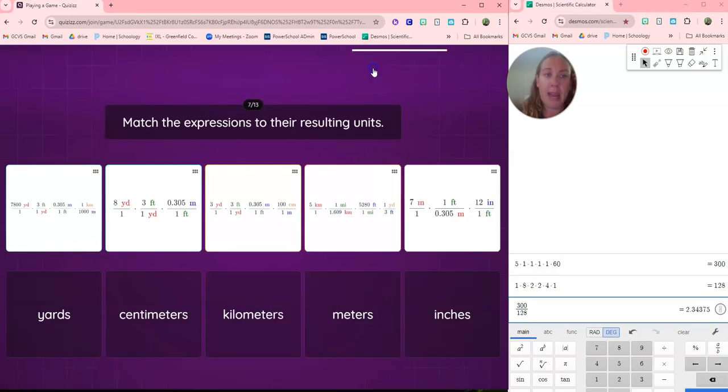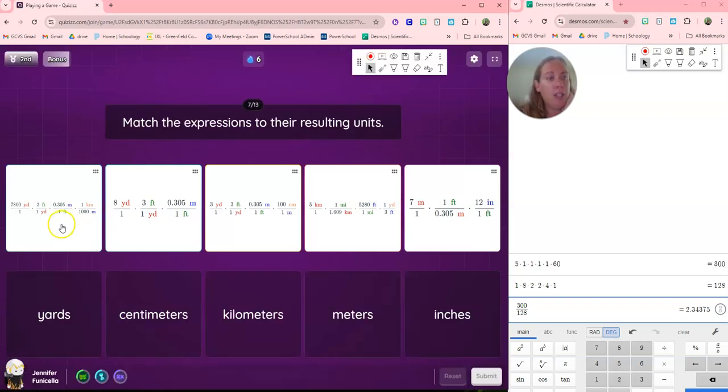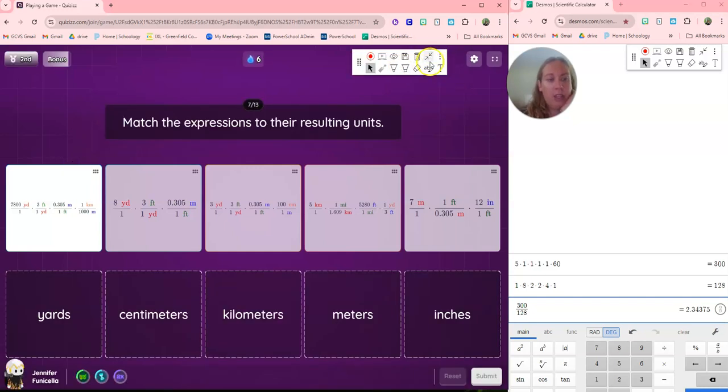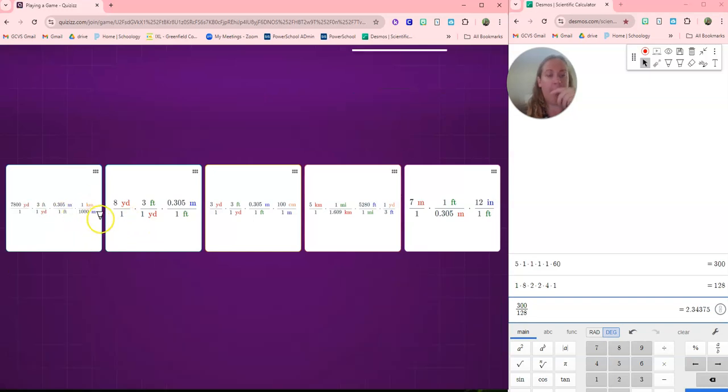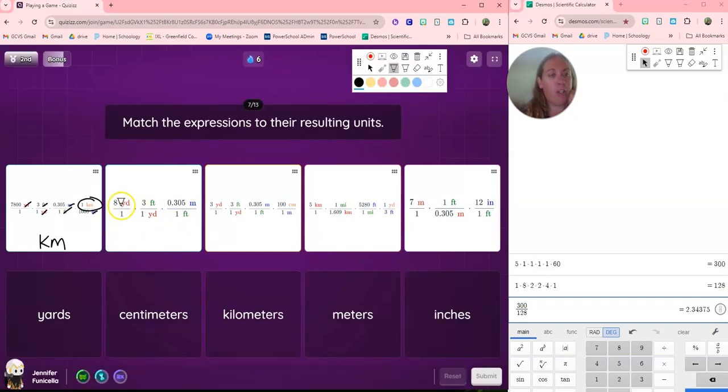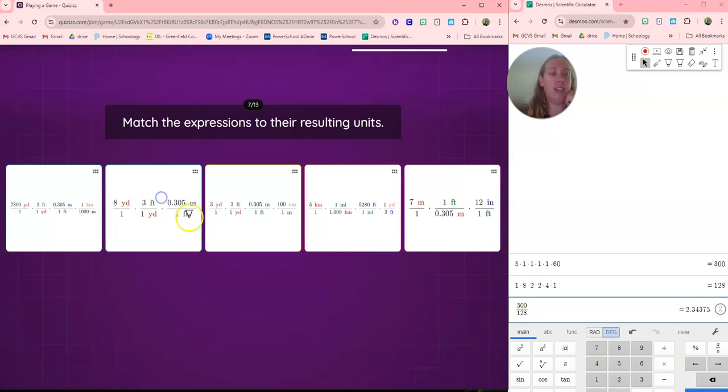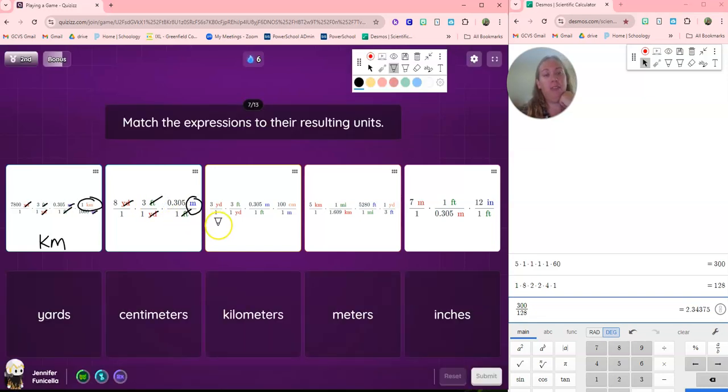For this next one, we're matching the expression to their resulting unit. It looks like the first one, we have yards canceling out, feet canceling out, and meters, and we're just left with kilometers. So our first one is going to be kilometers. I'm just going to write them and then I'll match them after. For my second option, the yards cancel and the feet cancel, and we're just left with meters.